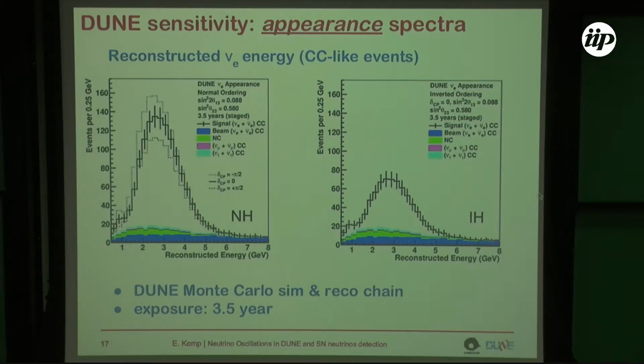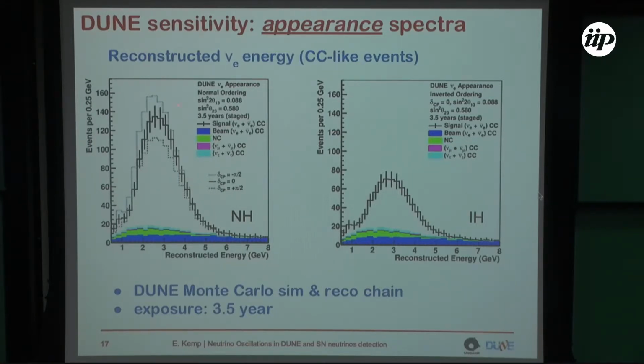So here are the spectra related to the CP violation measurement. This is the appearance spectra, here for normal ordering, and here for inverted ordering of the neutrino mass scales. Again, as you can see, the shape of the spectrum in this case is very different from the previous one. And here we have the solid line, which is a simulation and reconstruction by the official DUNE Monte Carlo simulation reconstruction chain. The solid line is for a value of delta CP equal to 0.